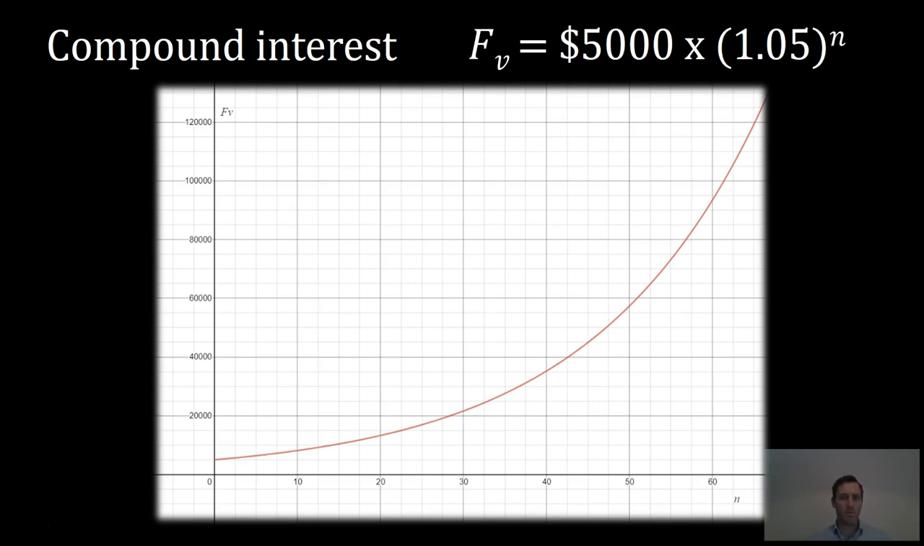We expect that the bank account will grow in a smooth curve rather than in discrete jumps. We therefore expect it will be given by the exponential function 5,000 times 1.05 to the power of n. You'll notice the function is increasing, or growing.